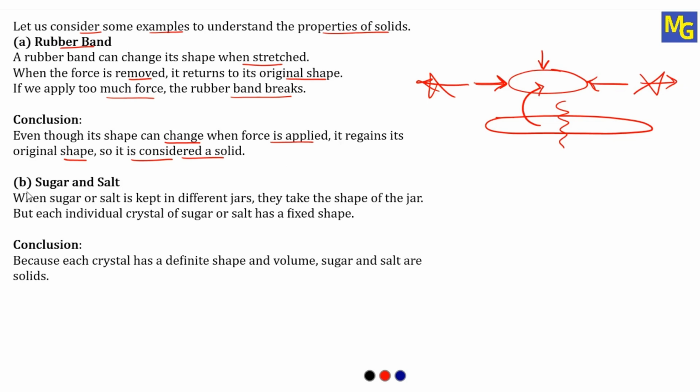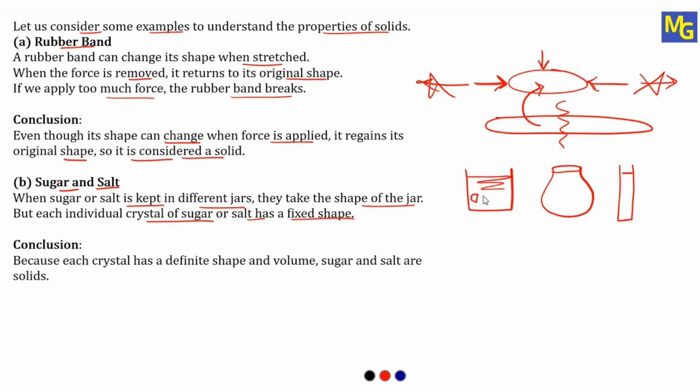Now, B, we are going to take sugar and salt. When sugar or salt is kept in a different jar, they take the shape of the jar. Yes, if you take sugar in this beaker, it will take the shape of this beaker. If you take sugar into this round flask, it will take the shape of this round flask. If you take that same sugar or salt in a measuring flask, it will take the shape of this measuring flask. But each individual crystal of sugar or salt has a fixed shape.